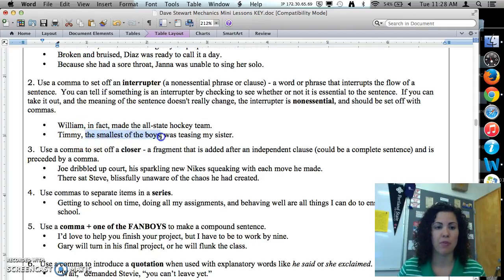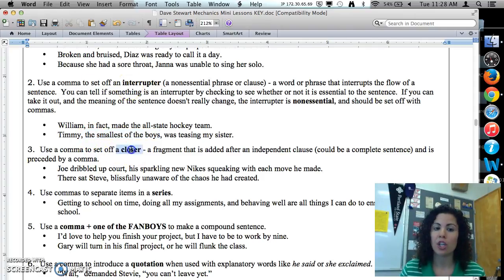Then sometimes we add more information or description. We've talked about this before. "Timmy, the smallest of the boys, was teasing my sister." We have our subject here, our verb here. That interrupter I can pull out, but it's giving more description to the thing that comes right before it, Timmy. So we always make sure it's right by the word that it is modifying or right by the word that it is telling more information about. So that's our second rule, to set off an interrupter.